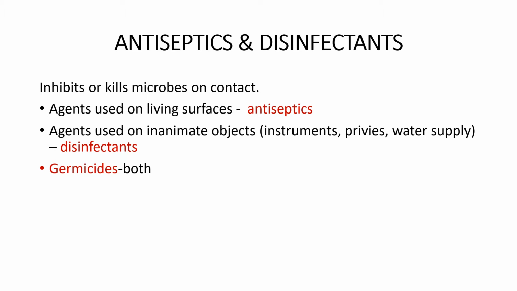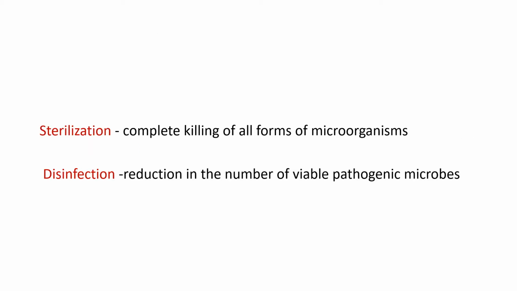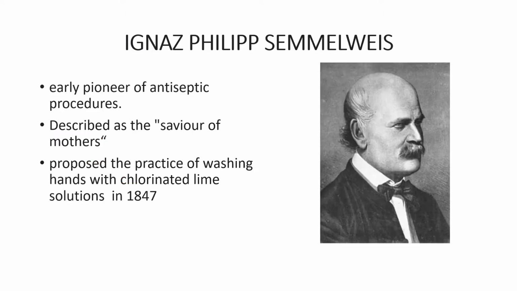Those agents which are used on living surfaces are called antiseptics, and those agents which are used on inanimate objects like instruments, privies, or water supply are called disinfectants. Germicide is a term which is used for both antiseptics and disinfectants. Sterilization is complete killing of all forms of microorganisms, whereas disinfection is reduction in the number of viable pathogenic microbes. Let's know some of the pioneers who contributed to antiseptics and disinfectants.